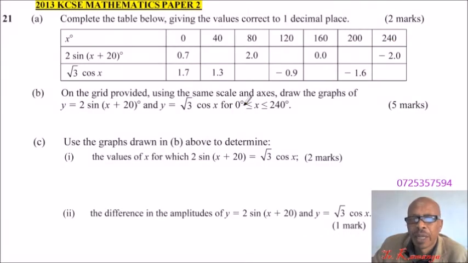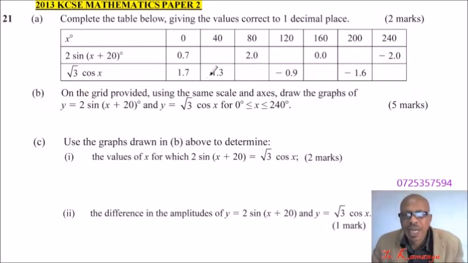So this is question number 21, 2013 KCSE Mathematics Paper 2, Part A. Complete the table below, giving the values correct to one decimal place, and you'll get 2 marks. So here we have a row representing x degrees from 0 up to 240. Here we have a function 2 sine of (x plus 20) degrees, and we have root 3 cos x, with some values given. So you are supposed to complete this.